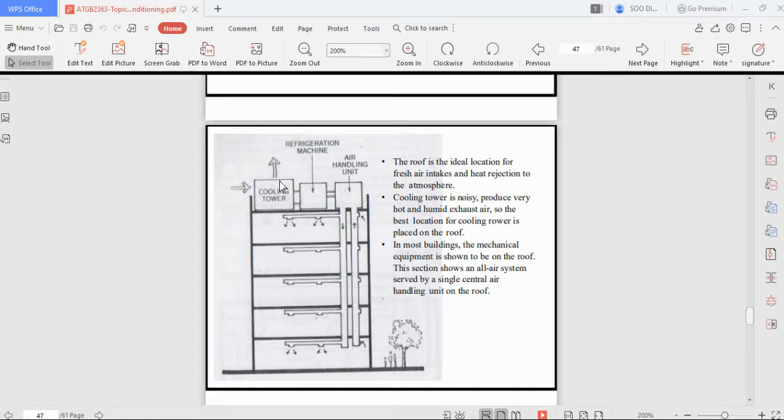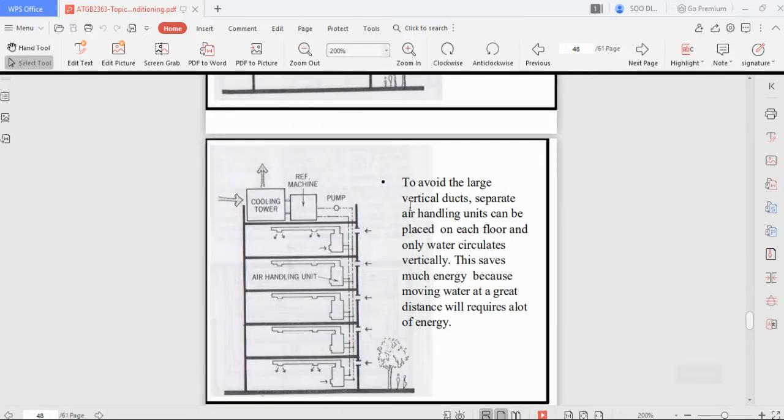We want to have the cooling tower here so that you'll be able to exchange the air, and all the hot and humid air will go out into the environment. Also, because all this cooling tower and refrigeration machine is equipment, they themselves will generate noise. If you're on top of the building, there will be no problem with it. But if you're at the bottom in the basement, then you need to make sure your basement is noise proof.